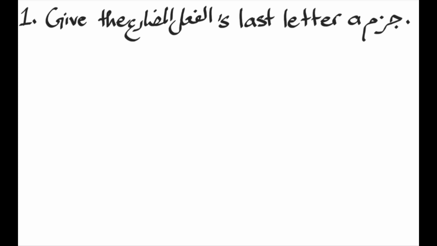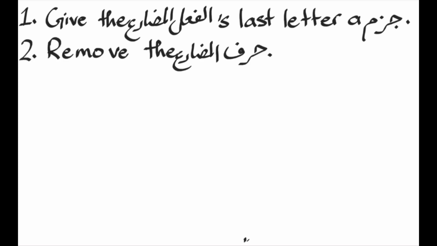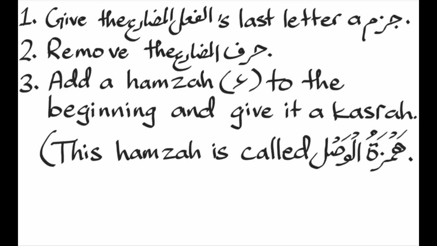So the second thing is remove the harful mudari'. The third thing you're going to do is add a hamza to the beginning. This hamza is going to be known as hamzatul wasl. So you're going to add a hamza to the beginning and give it a kasrah. So those are the three rules. Make sure you keep them in mind. I'm going to give you the examples and teach you using a table. So the first one was give the fi'l al-mudari's last letter a jazm, remove the harf al-mudari', and then finally add a hamza to the beginning and give it a kasrah.